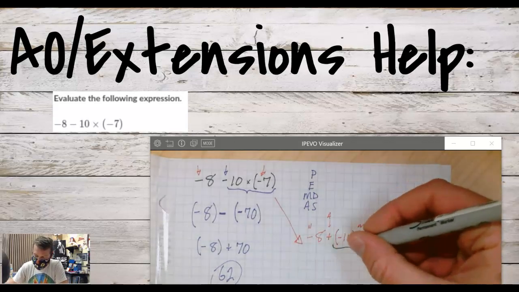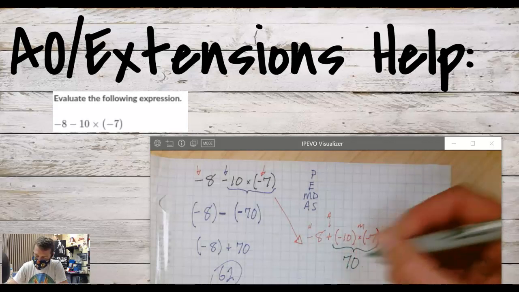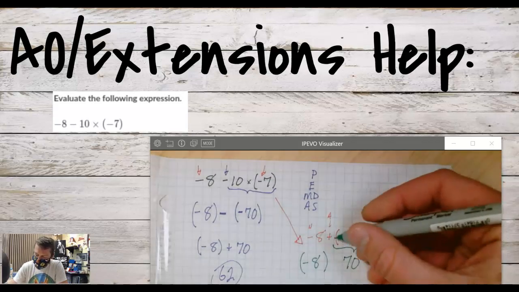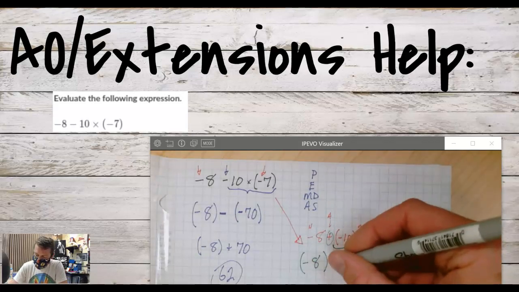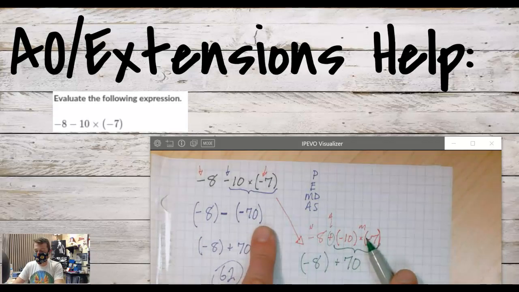So we need to multiply -10 times -7. What's a negative times a negative? Positive. The -8 drops down, and now our addition drops down. Notice how this is the same thing we just had in purple over here? Yeah. It's just a different route for solving it.